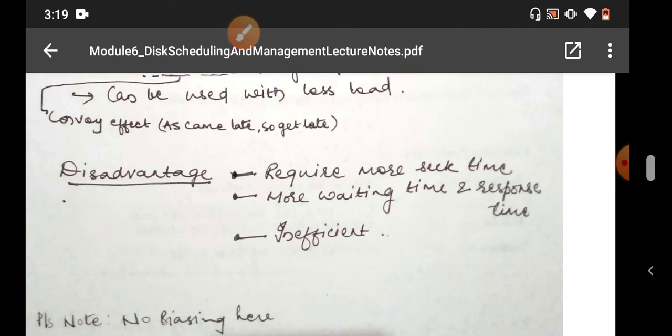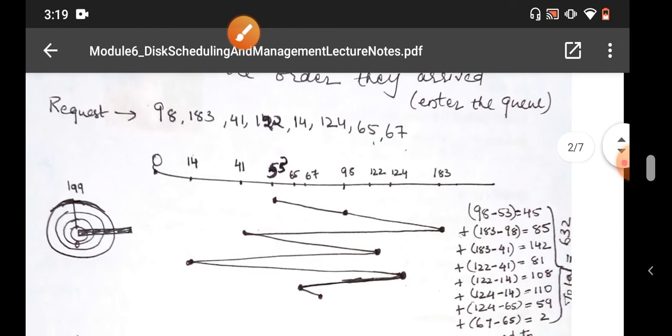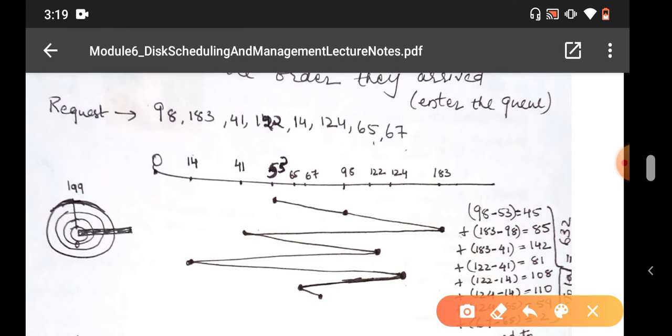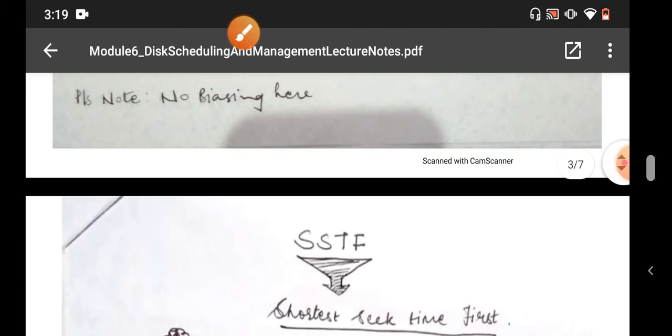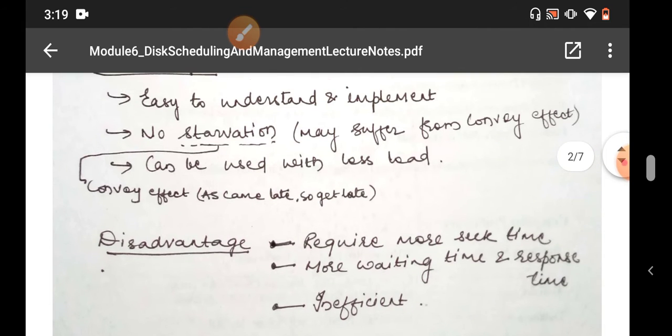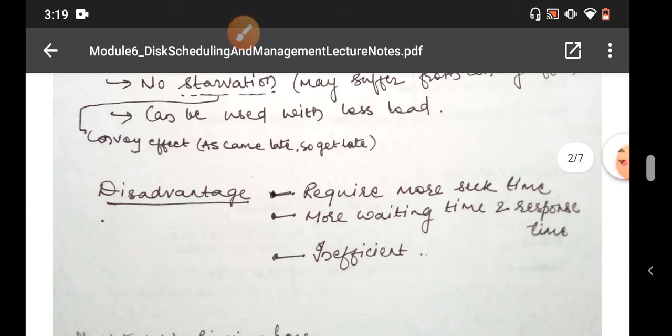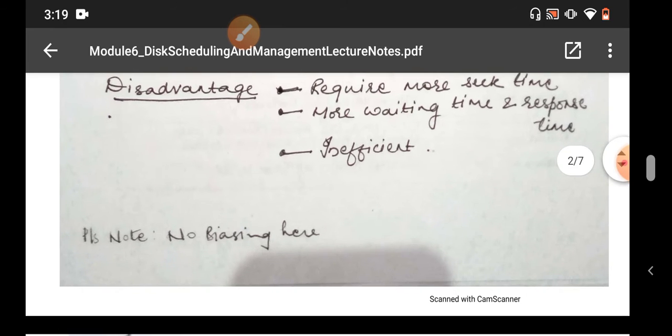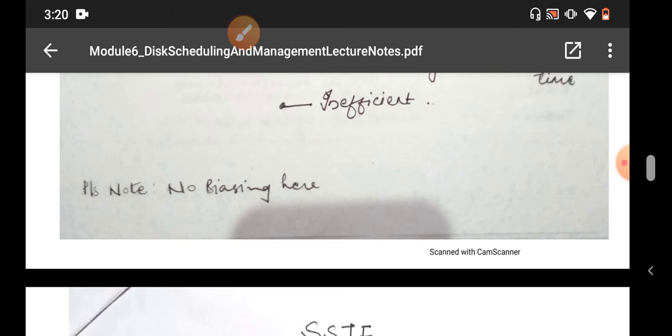So it requires more seek time. That's obviously because, as you can see over here, if the current head is at 53 and the first request goes to 98, even though there are locations like 65 and 67, these requests are very nearby, it won't serve them because 98 has come first, so location 98 has to be accessed. Then more waiting time and response time, and obviously it is inefficient if there are a large number of requests.